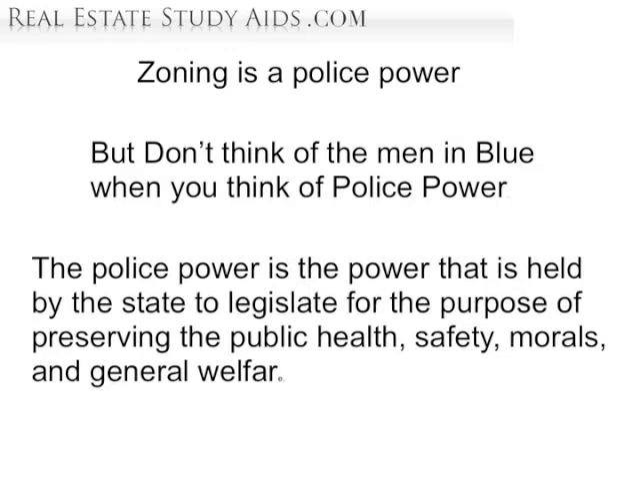Police power is the power that is held by the state to legislate for the purpose of preserving public health, safety, morals, and general welfare.